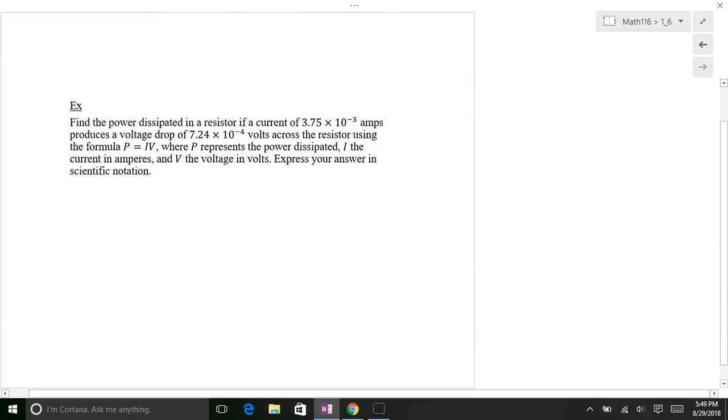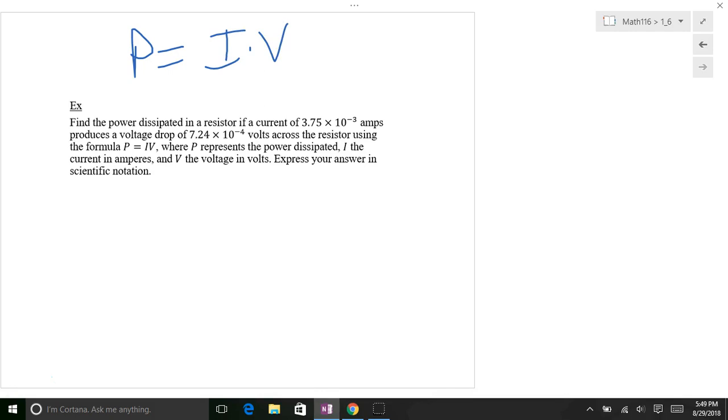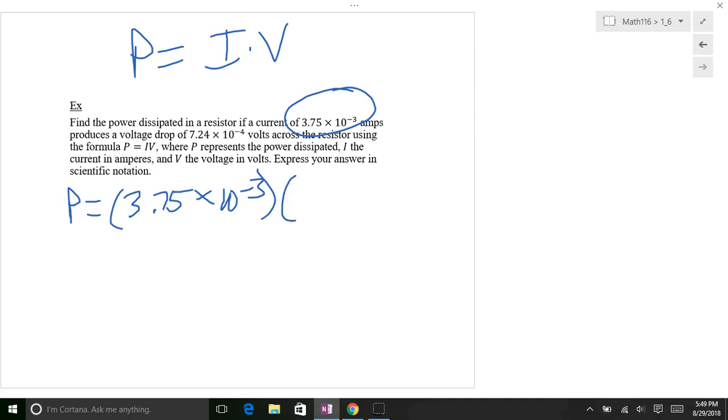Okay. All right, let's do an application here. We have the power dissipated by a resistor is the current, I, that's what they use for current, times the voltage, V. So they're going to give you P, they want you to find the power here if the current, there's our I, is 3.75 times 10 to the negative 3 amps, and a voltage, V, of 7.24 times 10 to the negative 4 is given. What would be the power?